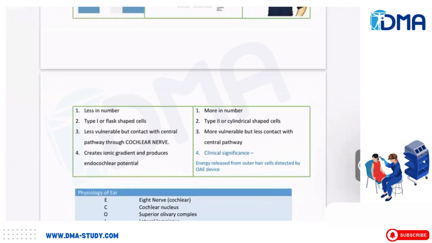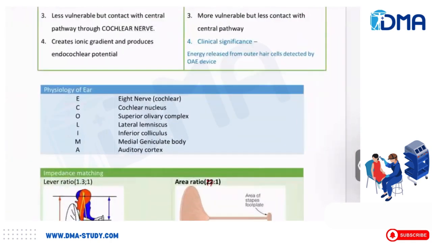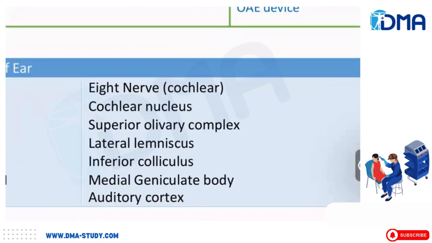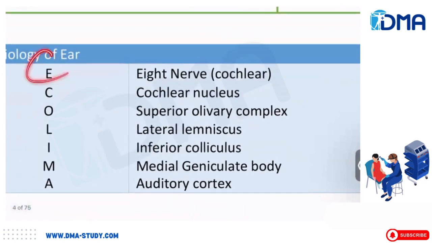Very, very important. Then, how does sound from the external atmosphere get into the inner ear and into the brain? First, we have the tympanic membrane, which receives the sound vibration, then the ossicles, then the inner hair cells. The inner hair cells produce an ionic gradient that spreads into the eighth nerve, which is the cochlear nerve. Very, very important.